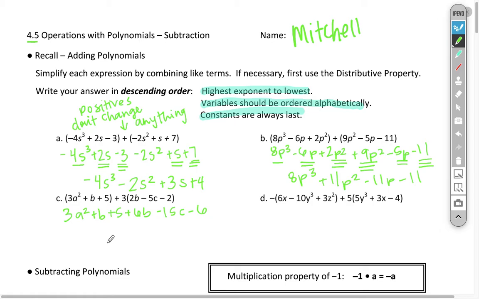So now we can go ahead and underline our like terms. So we have 3a squared. Well, we don't have any other a squares. Now we just have b. Well, we also have 6b. And then we have 5, which can be combined with negative 6. Give it one more line. And then we're just left with negative 15c.